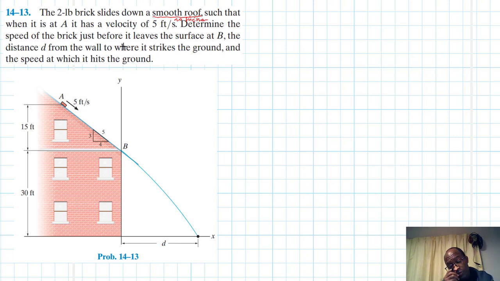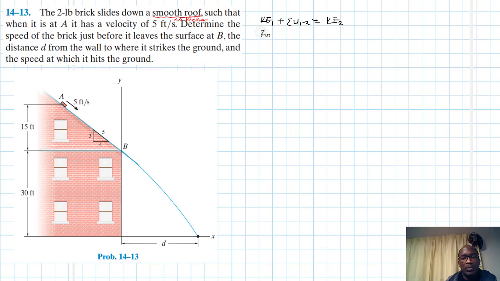This problem is coming from Engineering Mechanics and Dynamics, 14th edition by R.C. Hibbeler. We're going to use the concept of work and energy. So we have KE1, say initial kinetic energy, plus the total work done is equal to the final kinetic energy.